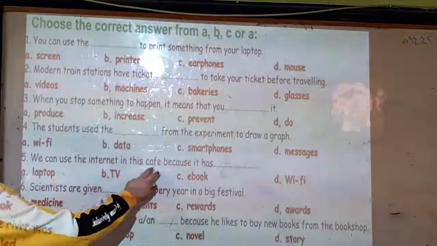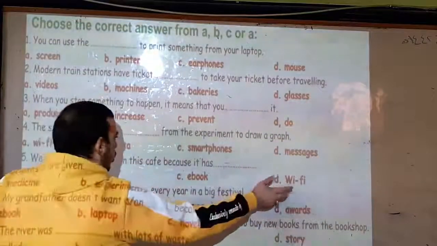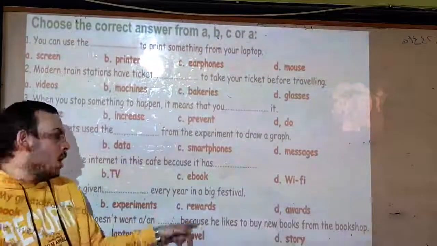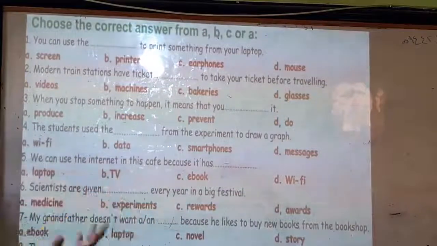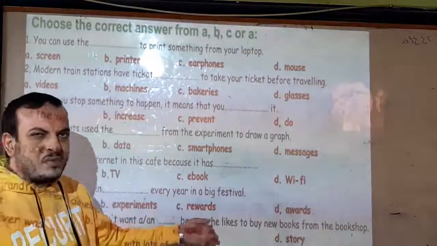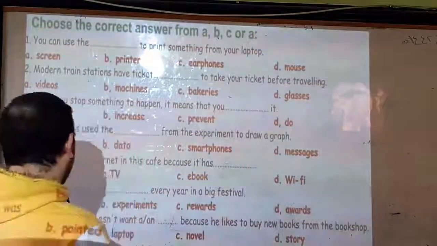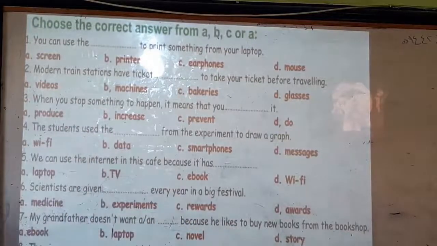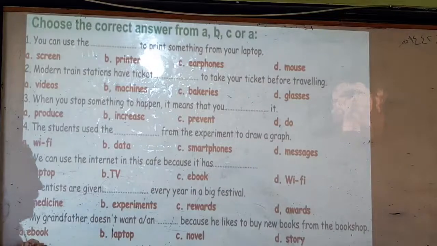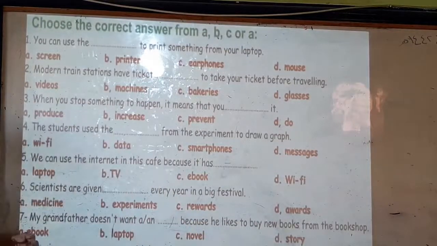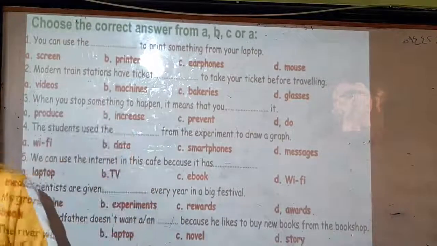We can use the internet in this cafe because it has Wi-Fi, okay? Scientists are given awards, meaning big prizes for scientists. Not rewards, because that is a simple prize a father or someone at work gives you. My grandfather doesn't want an ebook because he likes to buy new books from the bookshop, real paper books. The river was polluted with lots of waste.